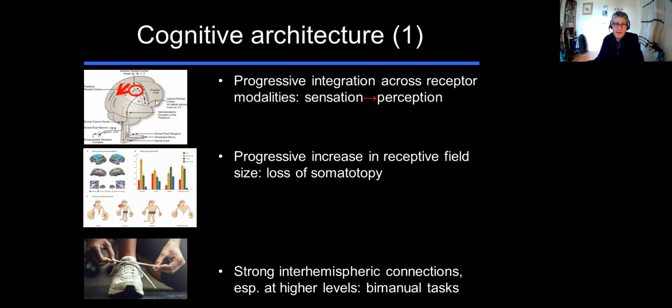Another really interesting thing that happens as you go backwards from primary somatosensory is that you get a progressive loss of somatotopy. The receptive field sizes, in other words, the bit of the skin that a given neuron will respond to, gets bigger and bigger. So in primary somatosensory cortex, you get neurons which will respond just to a tiny patch on one fingertip. As you go back, you'll get neurons which will respond to a stimulus anywhere on the hand, anywhere on the body, and so on.